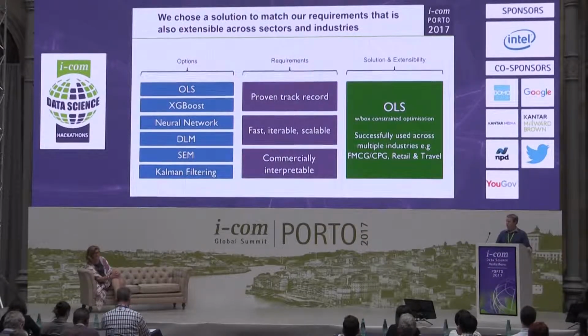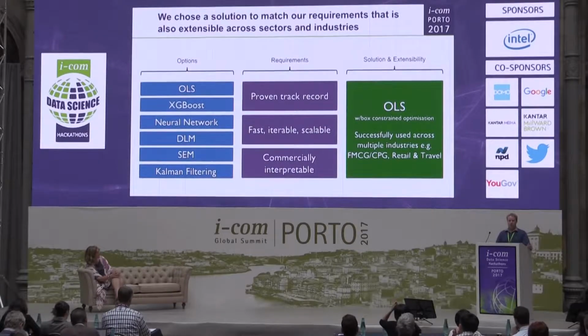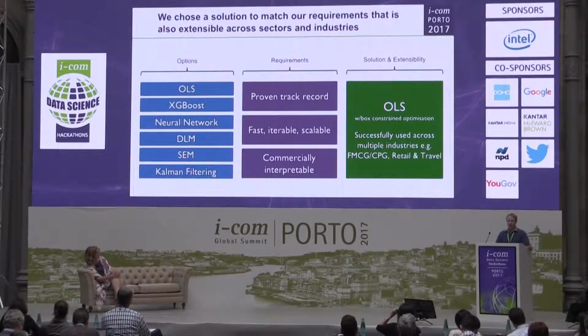So the solution we went with was OLS standard linear regression with some box-constrained optimizations. This successfully fulfills all of the requirements that we have, but also what's good about this is it's very, very extensible. We have experience using this across many different sectors, many different industries, and this is what we do in our day-to-day job.